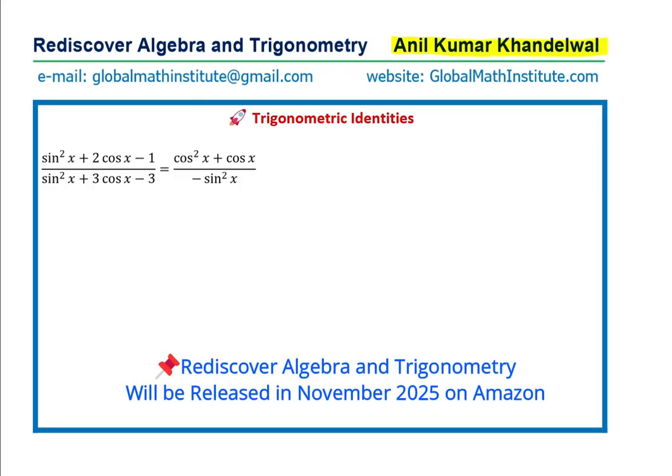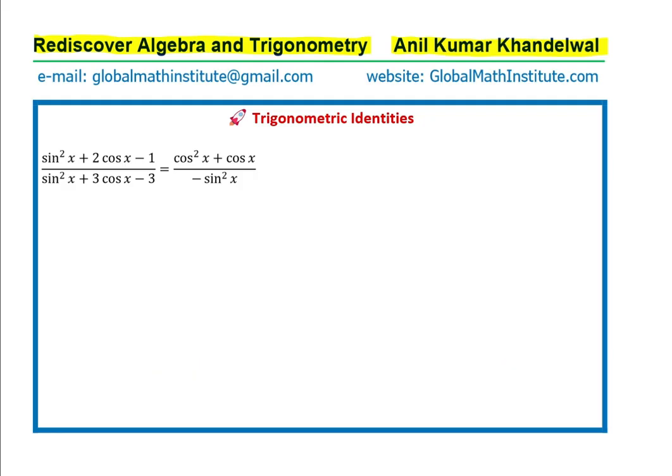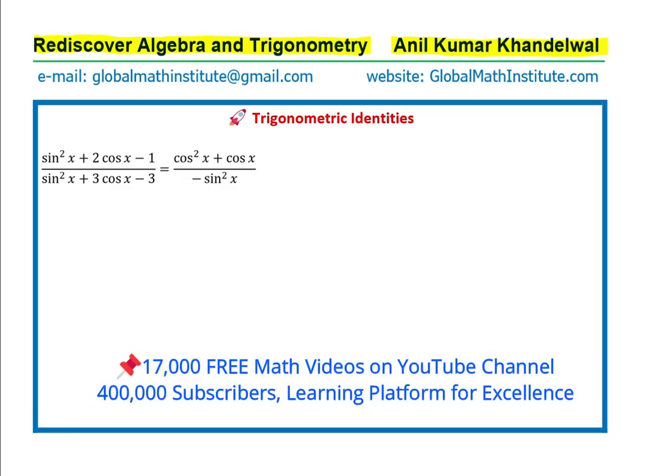Welcome to some of the questions from our book, Rediscover Algebra and Trigonometry. We'll prove the following trigonometric identity, which is sine square x plus 2 cos x minus 1 over sine square x plus 3 cos x minus 3 equals cos square x plus cos x over minus sine square x.